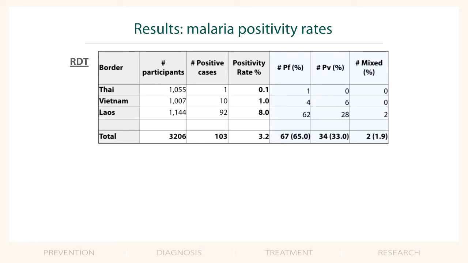So this table shows the results of our RDT analysis. And you can see from the 3,206 participants, there were 103 positive cases of malaria, giving an overall prevalence, or positivity rate, I should say, of 3.2%. And 65% of this infection was falciparum infection, so mainly falciparum.